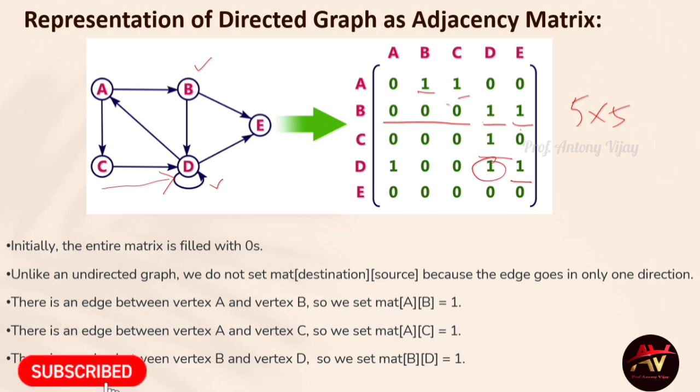So keep one thing in mind. When I talk about a directed graph, we have to consider only the outgoing edges, and no incoming edges are to be considered. If there is an edge, we have to mention it as 1. Otherwise, we have to put 0. This is the form of a directed graph.